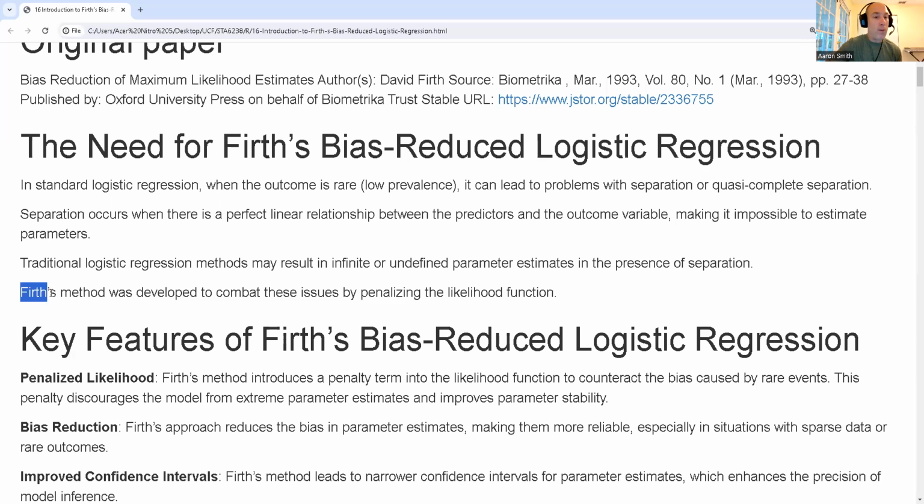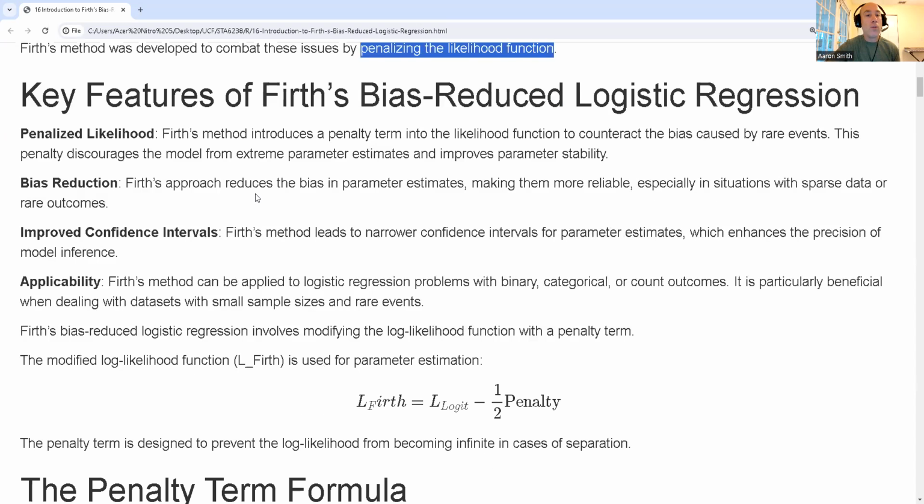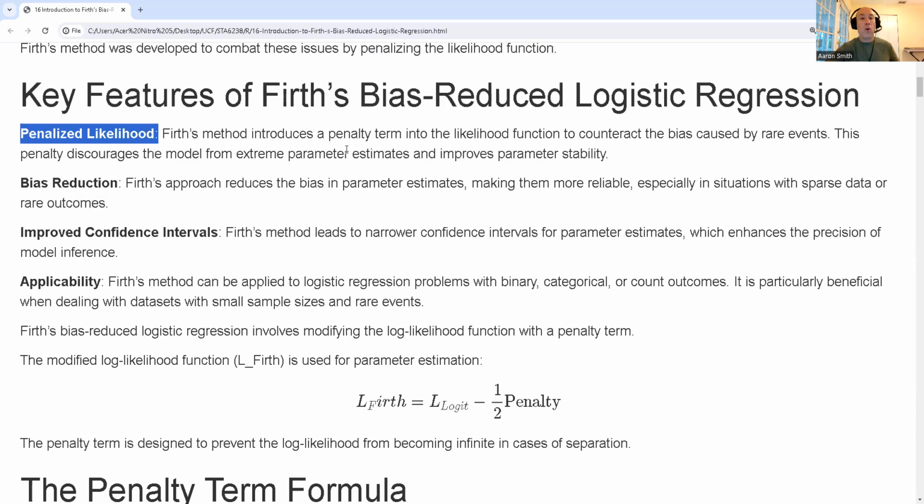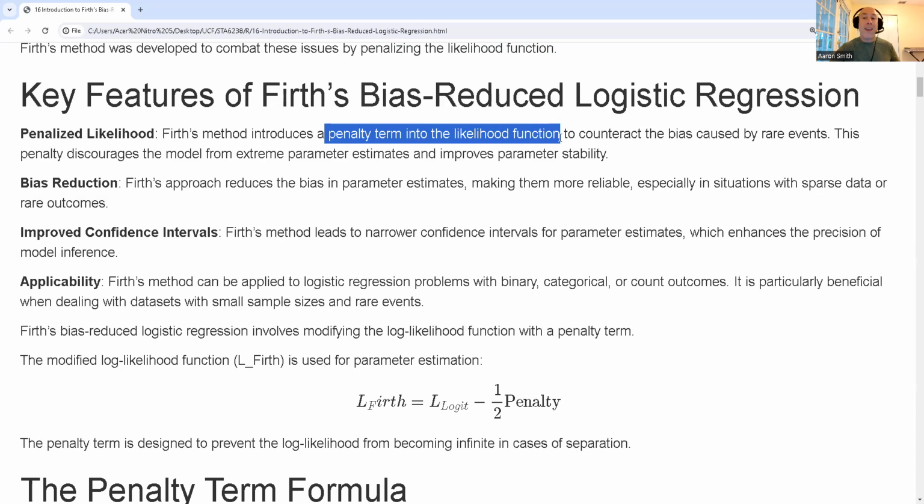Firth's method was developed to combat these problems by penalizing the likelihood function. All right, so some key features of the bias reduction logistic regression. It penalizes the likelihood. It introduces a penalty term to the likelihood function to counteract the bias caused by rare events. This penalty discourages the model from extreme parameter estimates and improves parameter stability.